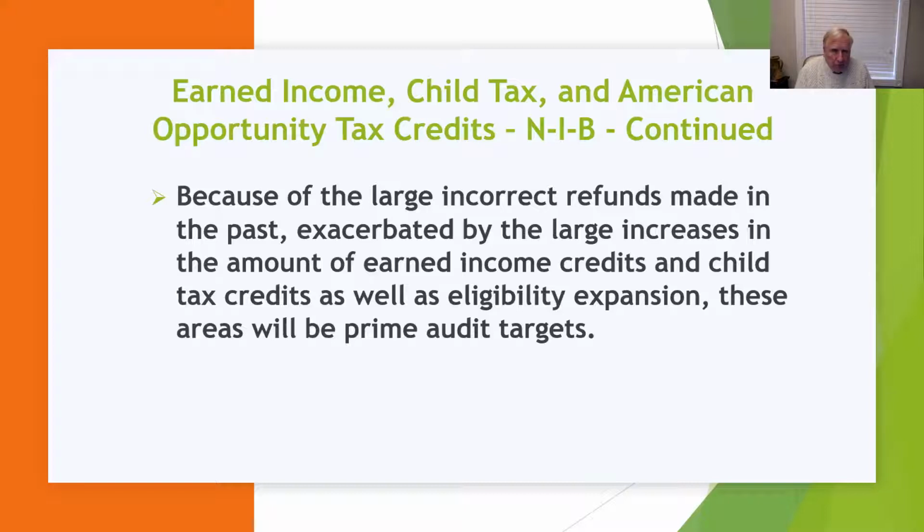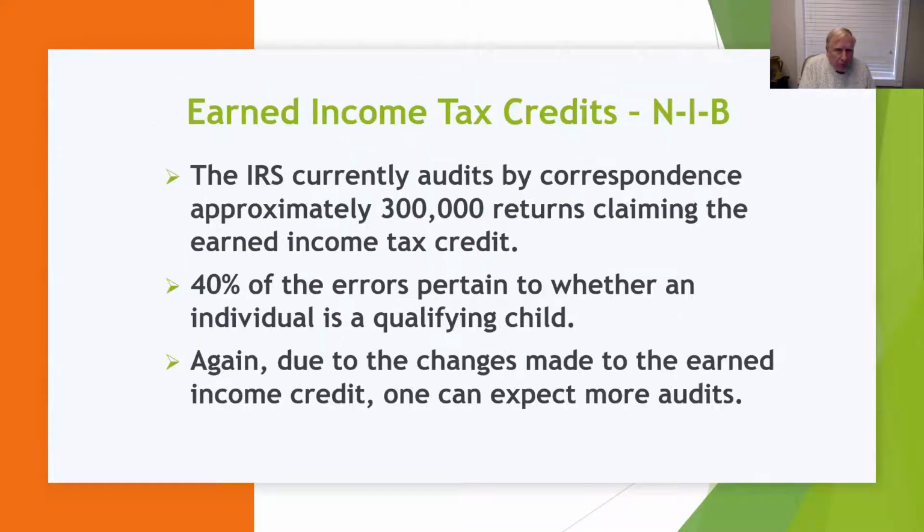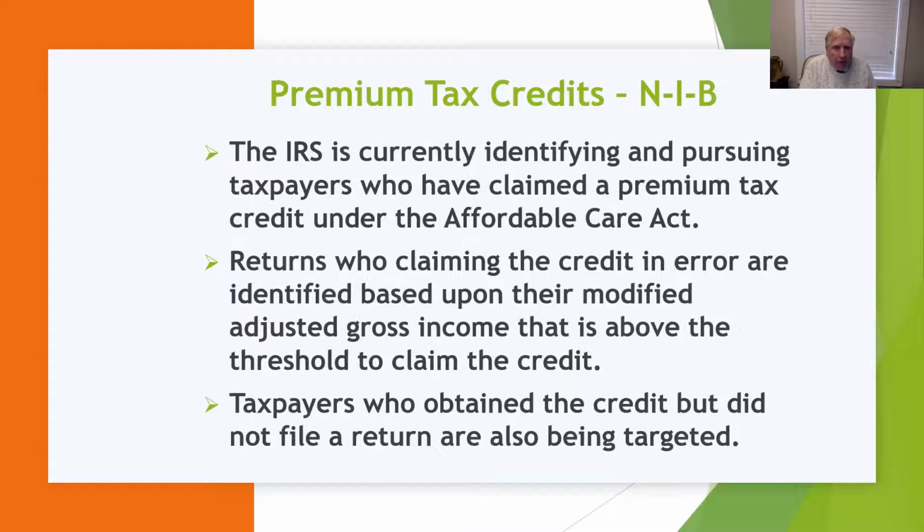They have for years devoted an enormous amount of resources to the monitoring of the earned income credit. Now the child tax credit, with the expansion of it, that fraud is certainly going to increase substantially. And this is as far as the IRS can detect the fraudulent part of it. The IRS currently audits by correspondence approximately 300,000 returns claiming the earned income tax credit. That's probably about half that should be done, but they don't have the resources. 40% of the errors pertain to whether an individual is a qualifying child. Again, due to the changes made to the earned income credit, one can expect more audits.